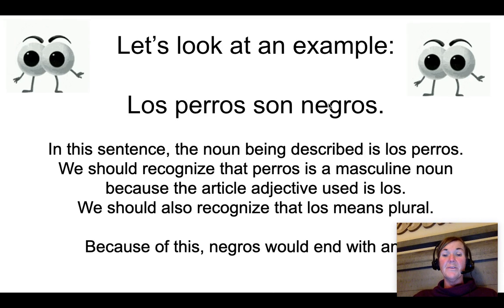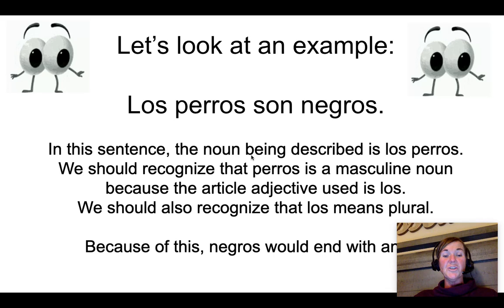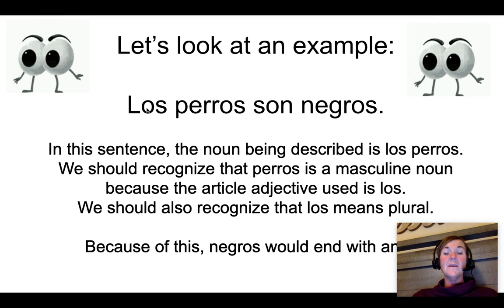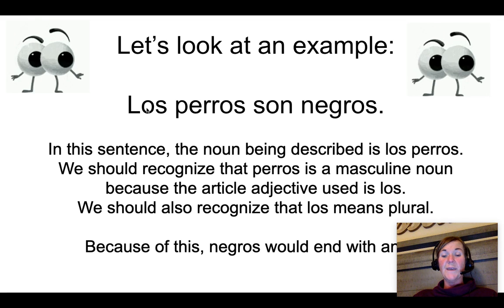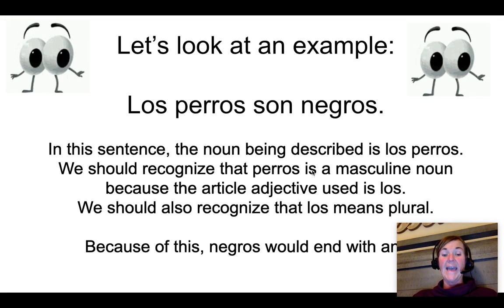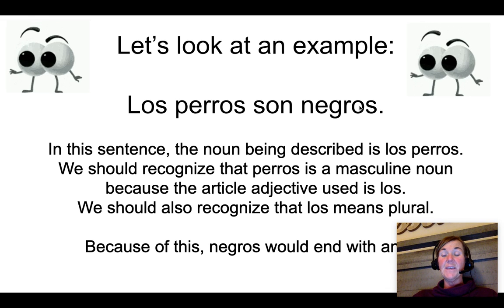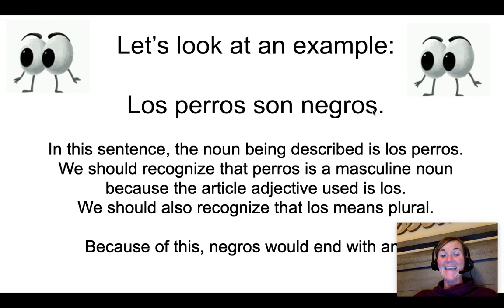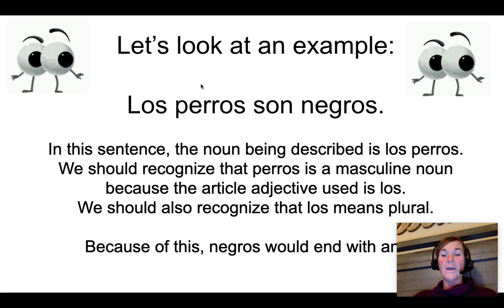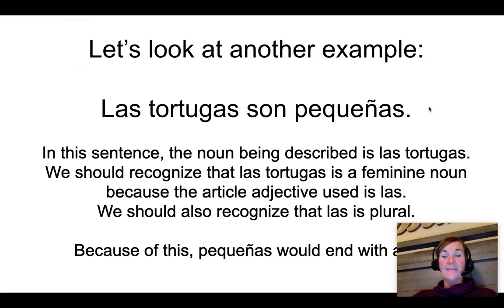So let's look at an example for these. So los perros son negros. In this sentence, the noun being described is los perros. We should recognize that perros is a masculine noun because it has los. Okay, so we should also recognize that los means plural, so more than one dog is black. So because of this, we're going to keep the O, but we're also going to add an S on the end to show that it's more than one. So los perros negros, those have to match.